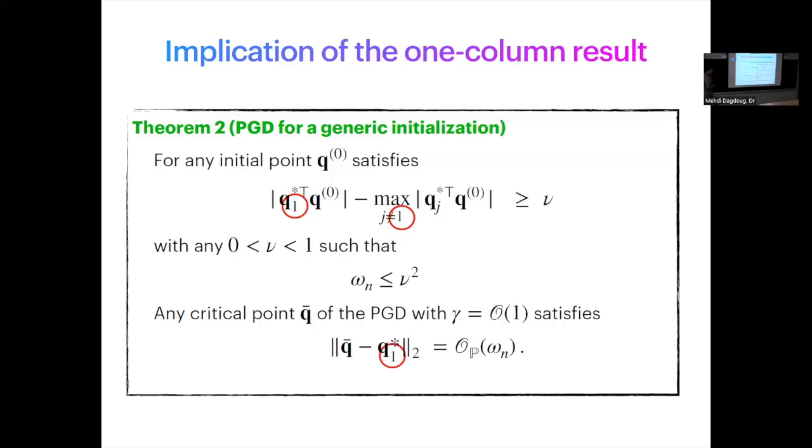But there is one key observation from this result. I put circles here to indicate that the initialization is close to the first column compared to the others, and it gives you a critical point that estimates the first column. But this one is chosen very arbitrarily. You can replace 1 by 2, 3, 4, all the way up to R. The same result holds. So what does this tell us? This tells us that in order to estimate all the columns pretty well, you just find different initial points that are close to each column one at a time. And that will give you critical points that are close to each of those ground truths.